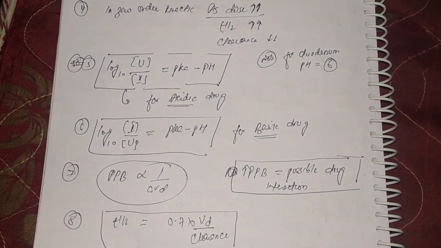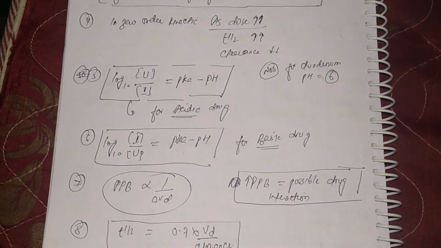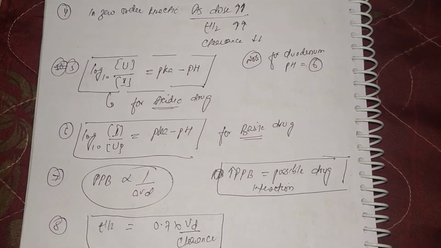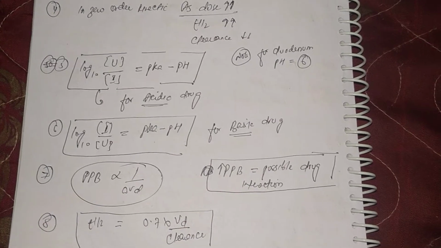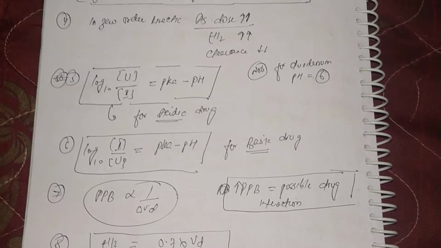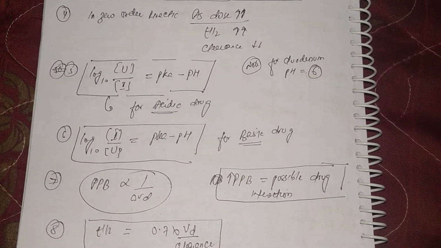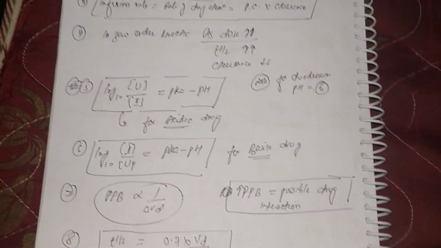And the eighth formula is half-life. The half-life is equal to 0.7 into volume of distribution upon clearance. Volume of distribution is nothing but the apparent volume of distribution. So half-life is equal to 0.7 into volume of distribution upon clearance.